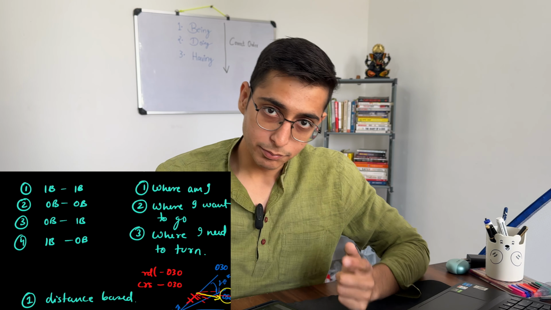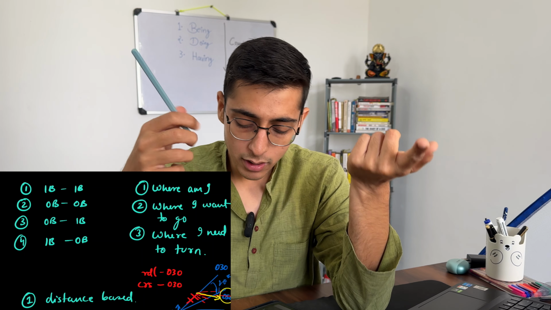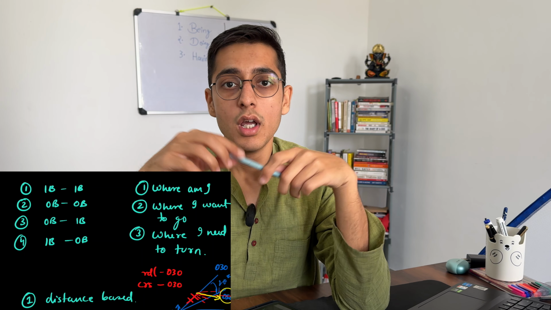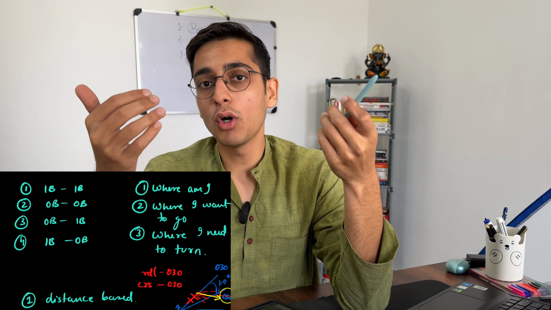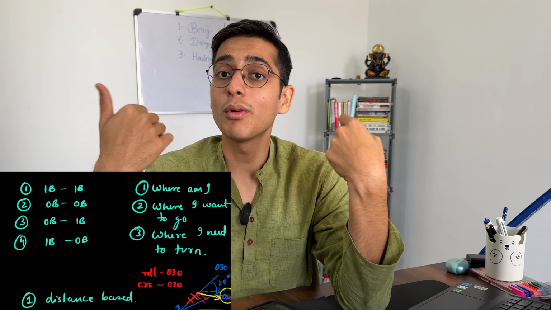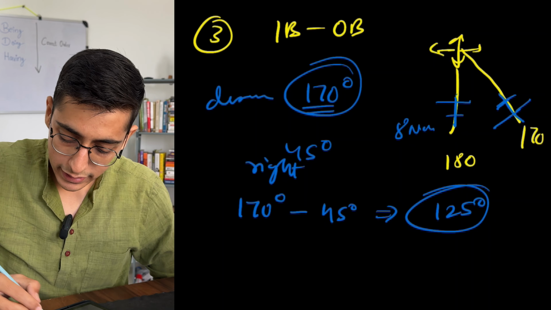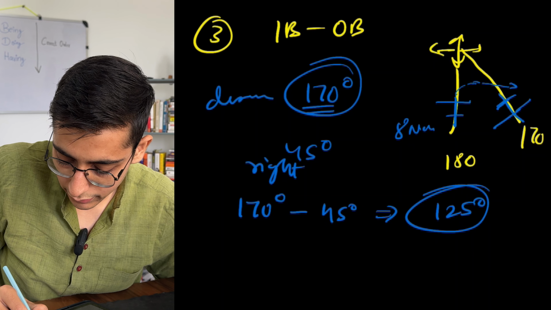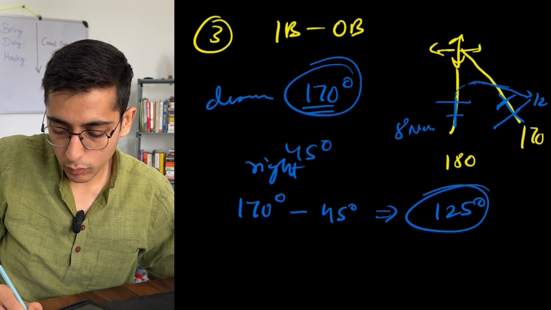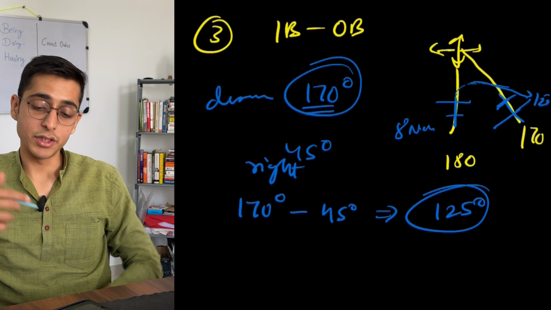So this is why all the three things were important. Where am I? Which radial am I on? Where I want to go, which course I have to follow in the end, and where I need to turn. If I know I need to turn right, I know inbound to inbound I have to add, outbound to outbound I have to add, inbound to outbound I have to subtract, outbound to inbound I have to subtract. So if I follow a 125-degree heading, that is somewhere here. If I follow about 125 degrees, I will be able to intercept radial 170 outbound.